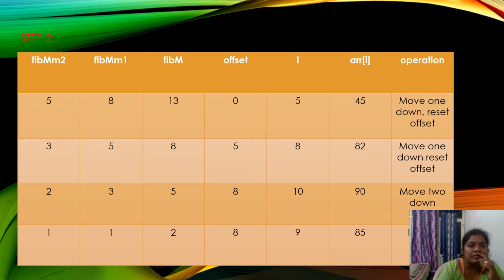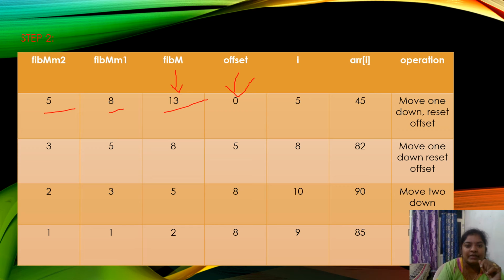In this step 2, I can simply represent the entire sequential steps for searching the element 85 in the given array. At the initial stage, the offset value is 0. I already told you, the first smallest Fibonacci number which is greater than or equal to 11 is 13. For this 13, the previous numbers are 8 and 5.